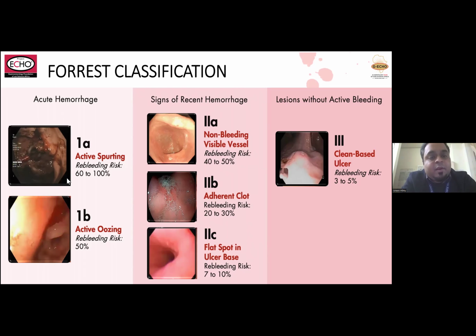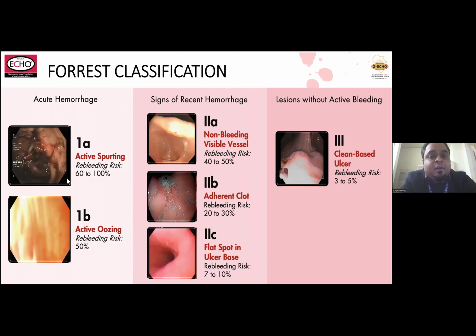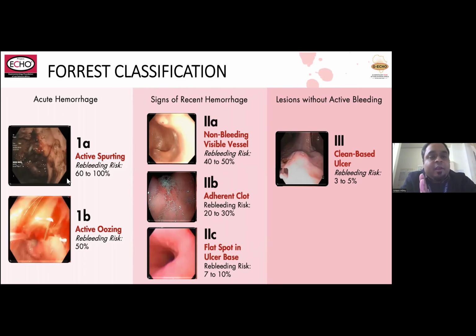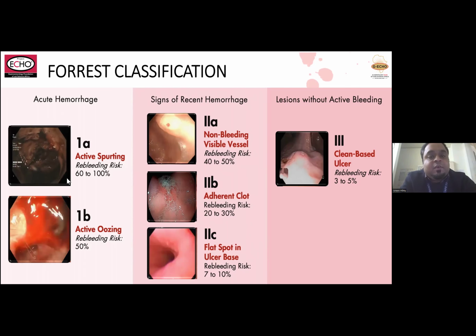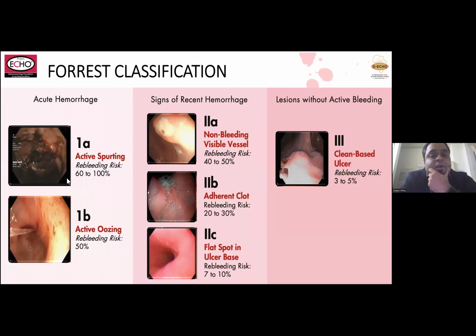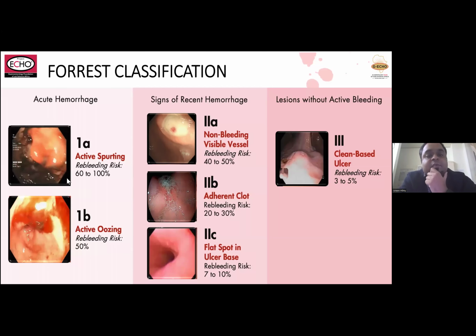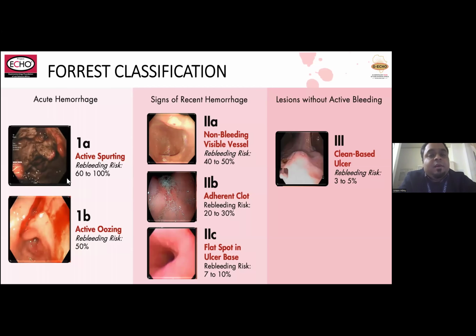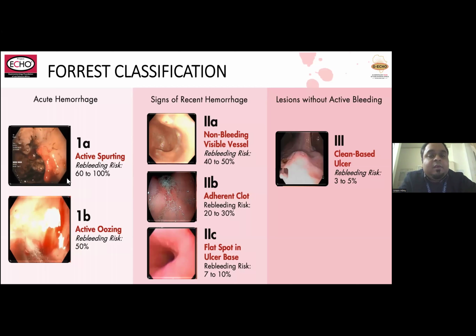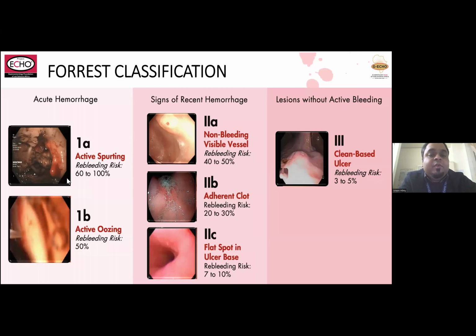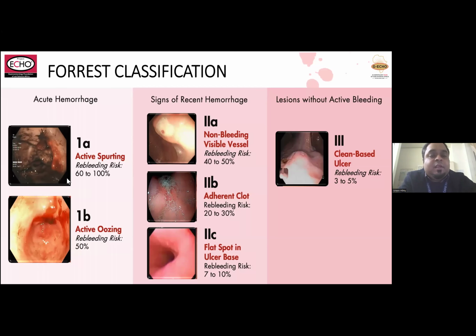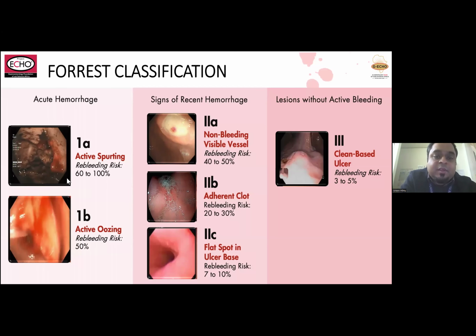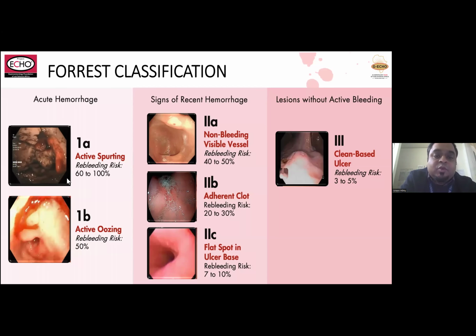If you look at 1B, once you wash, you get active oozing, and these patients again have a 50% chance of rebleeding. Then you look for any signs of recent hemorrhage, so you go to the type 2s. Type 2A is where you find a nice visible vessel, as you can see here. These are non-bleeding visible vessels, and they can rebleed in 40 to 50%, so you need intervention. Most of the major guidelines say intervention in 1A, 1B, and 2A.